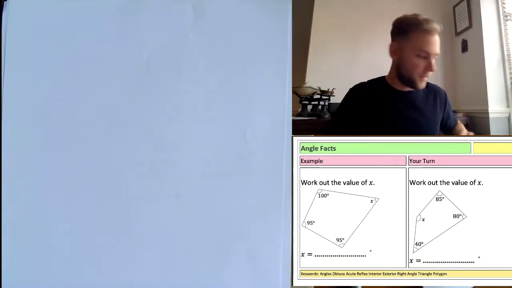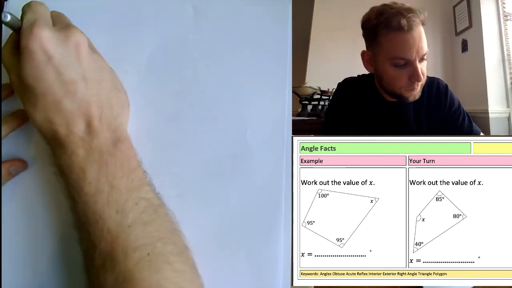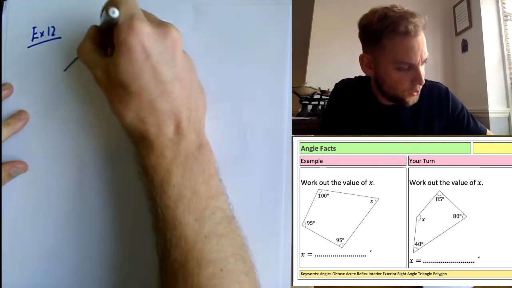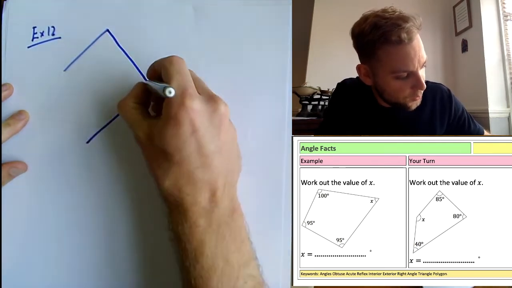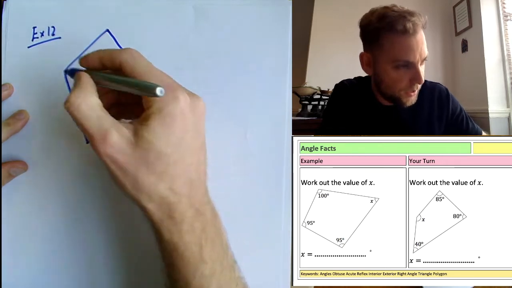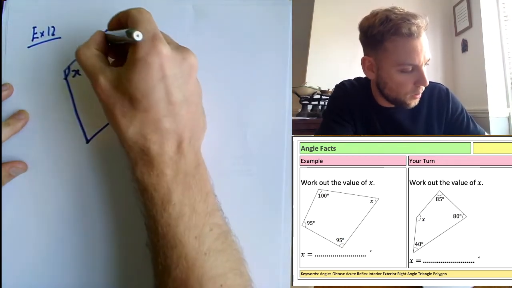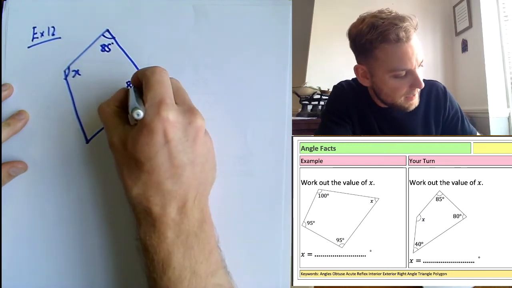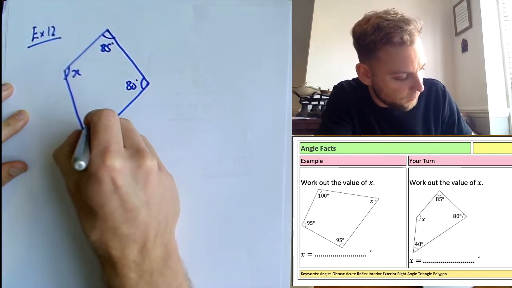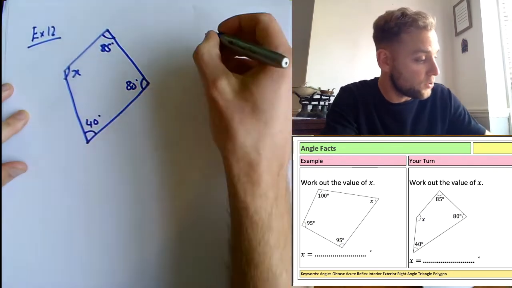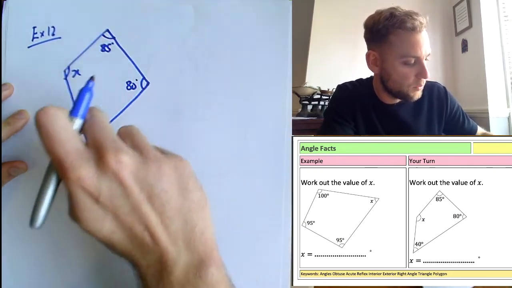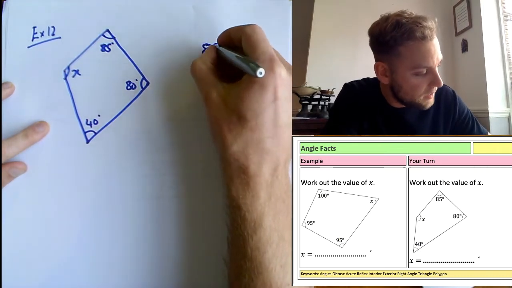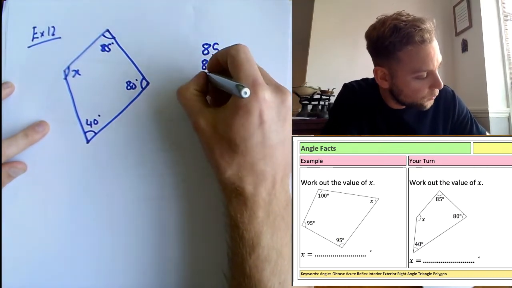Okay, so let's have a little go at that. This is example 12. So I think we should be absolutely smashing these now. I think you should be doing really well with these. Make sure you are being careful with your addition and subtraction. We've got 85 at the top, 80 on the right, and 40 on the bottom there, like so. First thing I've got to do is add all these up. So this one plus this one plus this one, because I know that the angles in a quadrilateral sum to 360. So 85, 80, and 40.